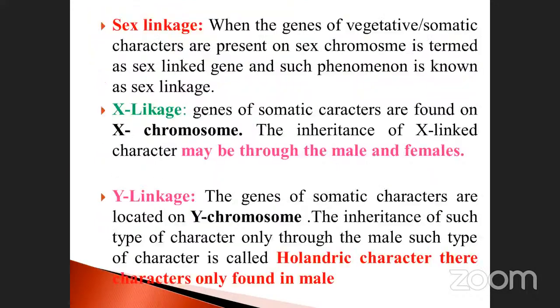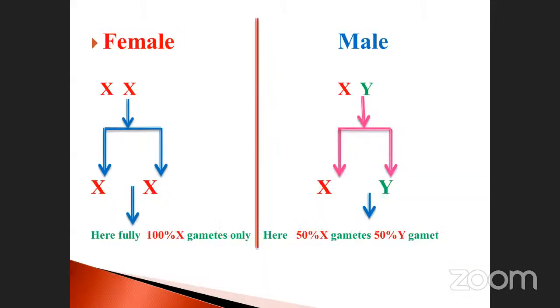Okay, and then what is sex linkage? What are the types of sex linkage? Which chromosome is responsible for this? So X linkage is denoted by the X chromosome, and Y linkage is also responsible for Y chromosomes. Okay, so what is holandric? That thing we also already discussed.